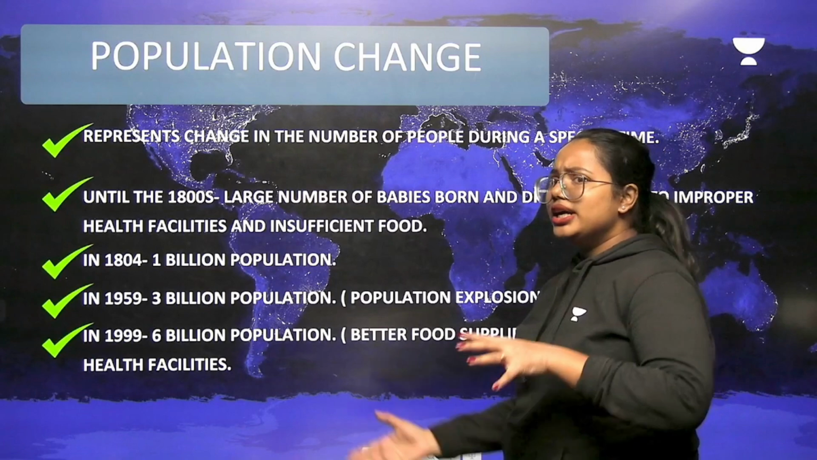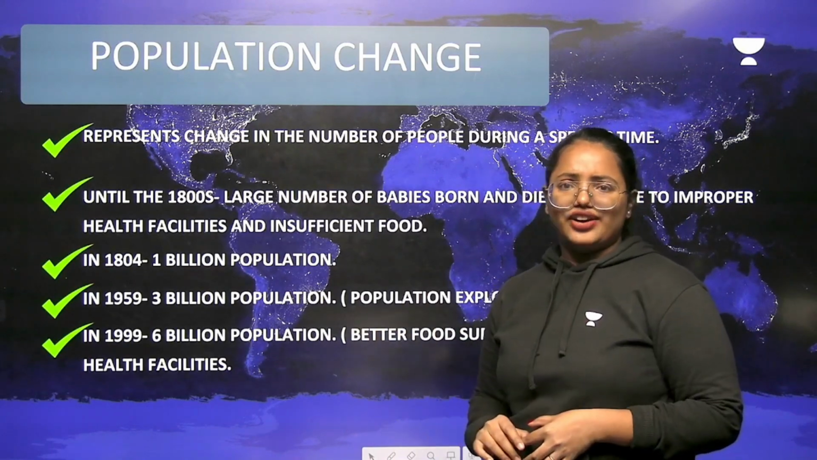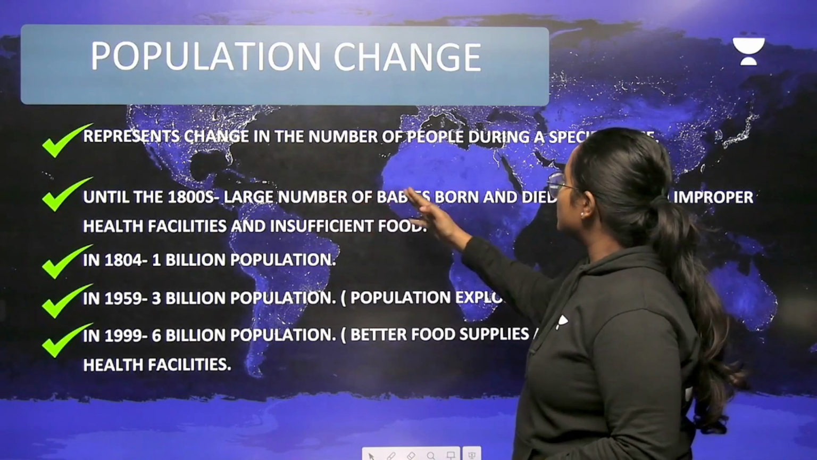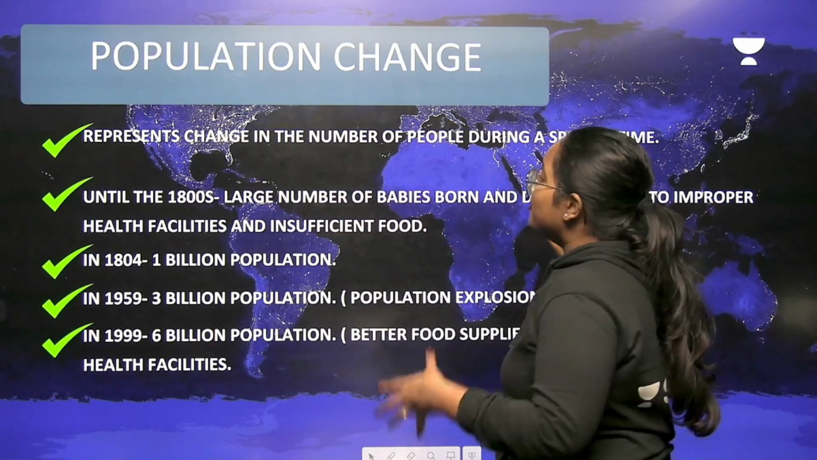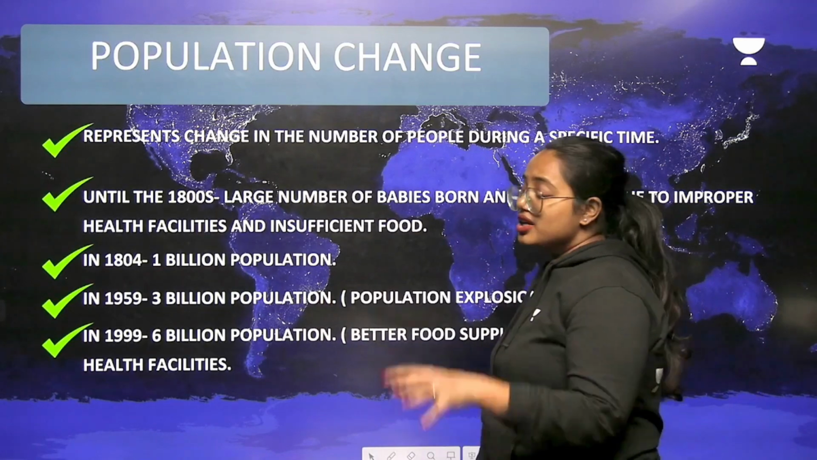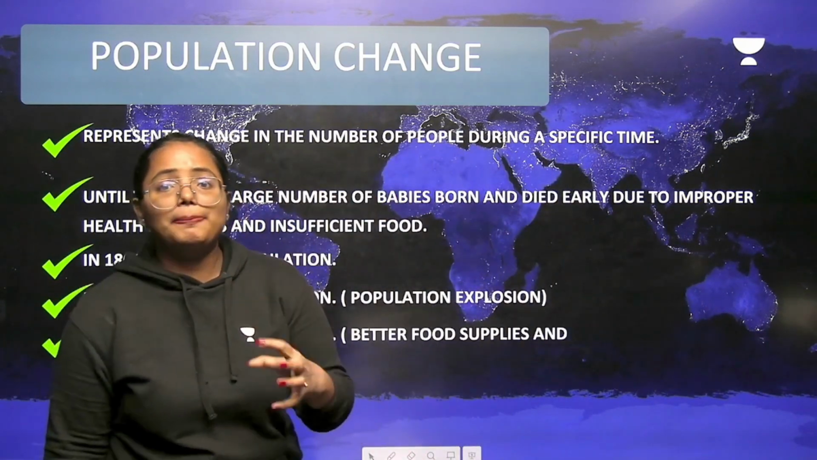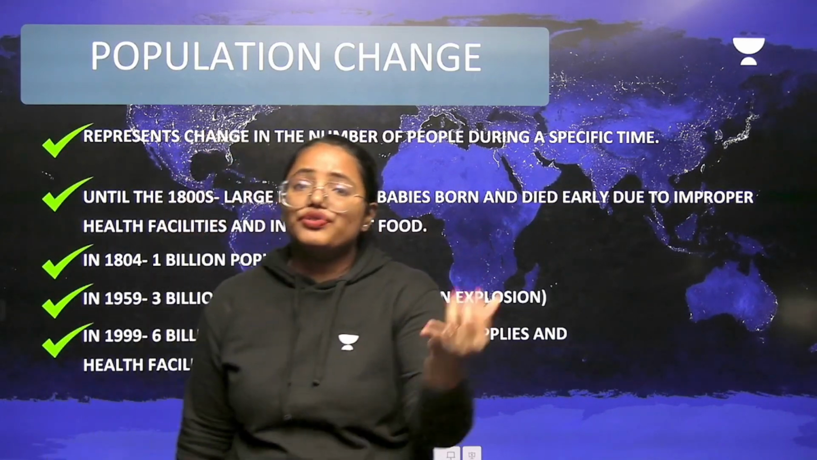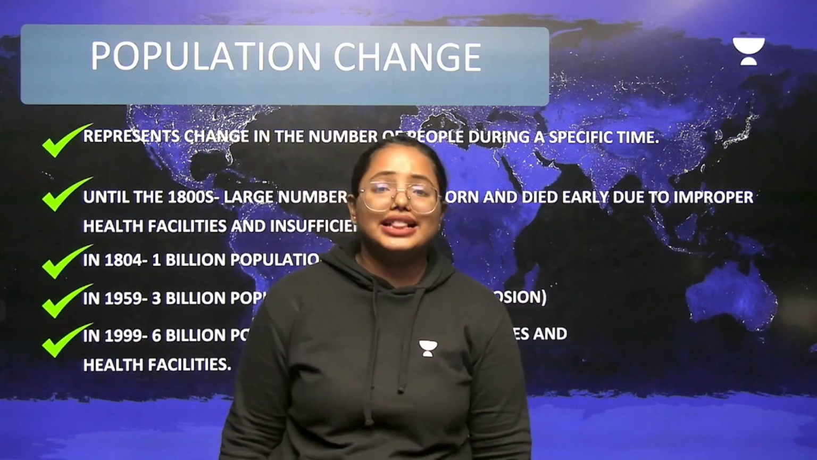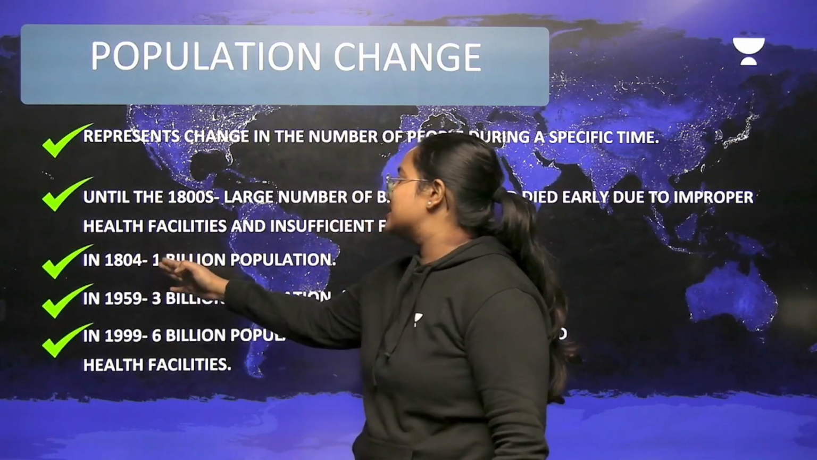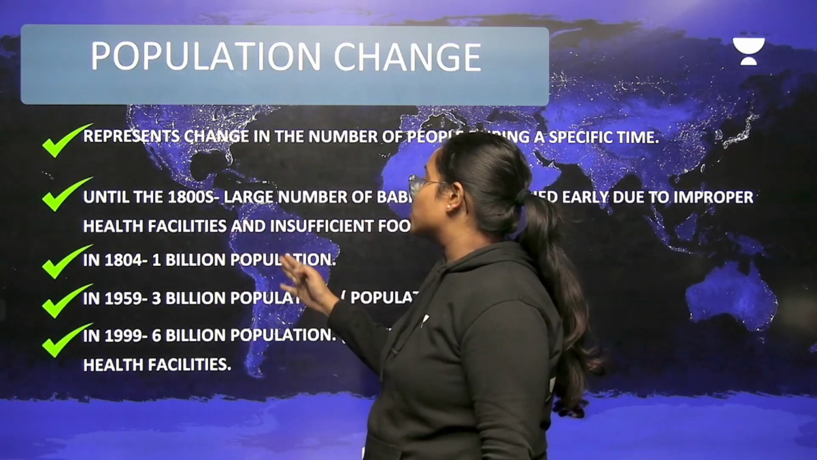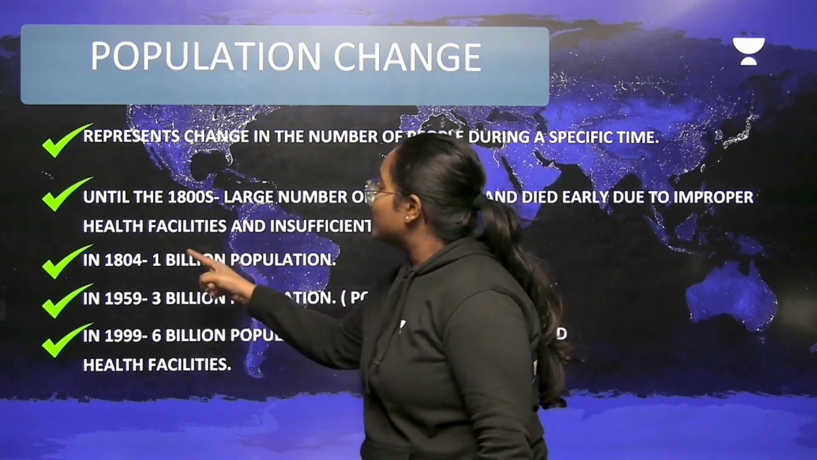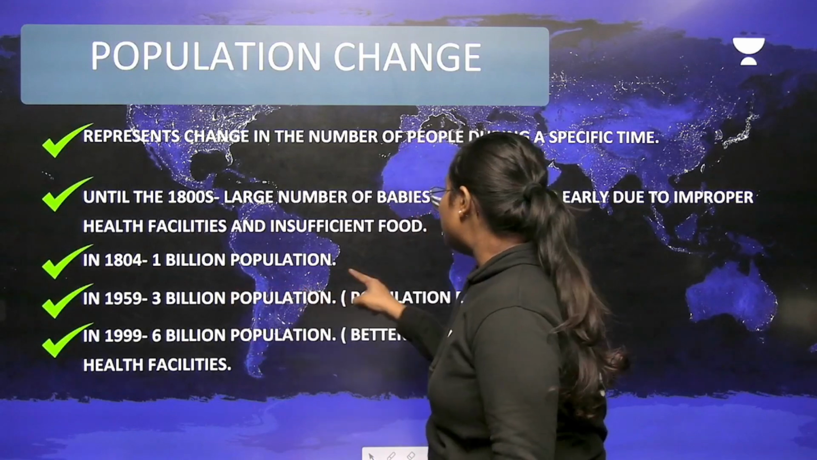Oh, so that means it is changing every single day, right? It's not constant. Until the 1800s, a large number of babies were born and died early due to improper health facilities and insufficient food. So there was a time in our history when the number of people was very, very low. Why? Because of insufficient food and improper health facilities. But by 1804, the population reached 1 billion. Oh, that's so huge, right? Yes. But by 1959, 3 billion.